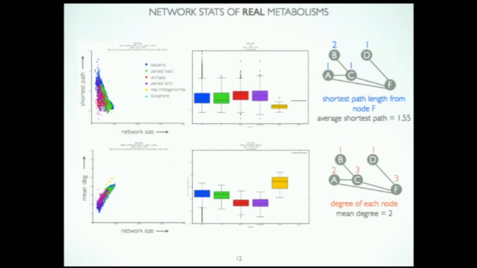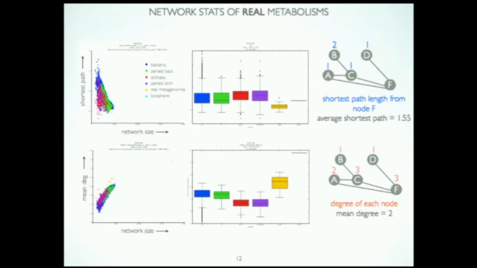The biosphere is way over here, but that's just because of the size of the network. If you notice, it has a similar shortest path. And this is just the box plot representation of that data. We also looked at the mean degree. We looked at a bunch of things. I'm just showing you a snapshot of what we looked at.